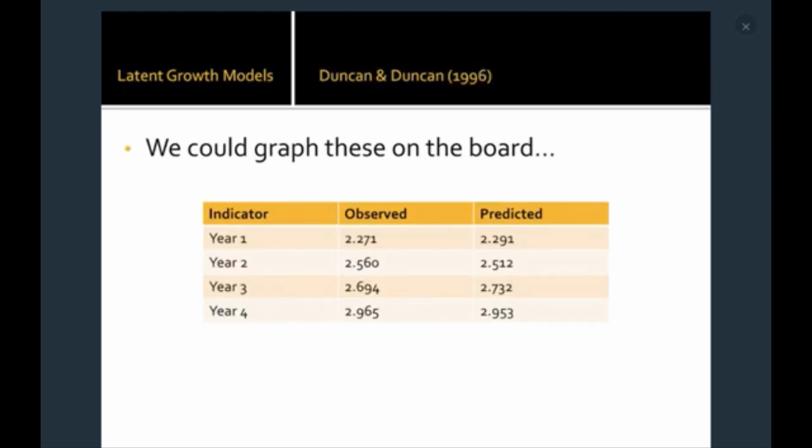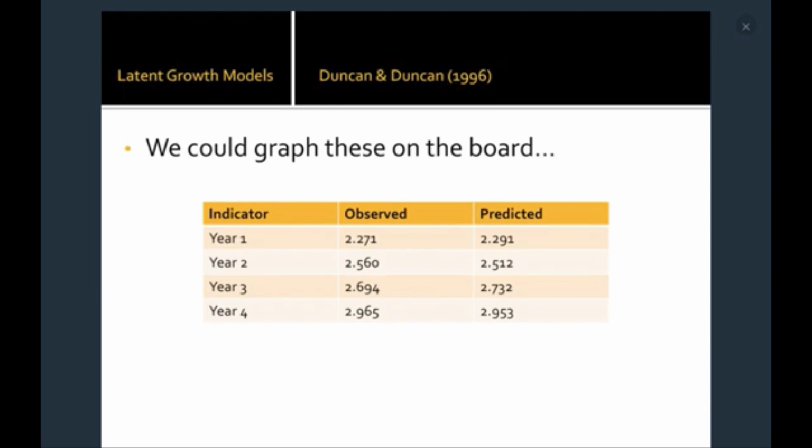And so we can model this then, or graph them on the board. Well, we don't have a board, but we can do this in class. The observed values and the expected values, or the observed and predicted values, I should say. So the predicted values is kind of like your regression line. In this case, though, it is a latent growth model trend, and that is 2.29 at year 1, 2.51 at year 2, and so on. That's according to the model, and those are going to be equally spaced, right?